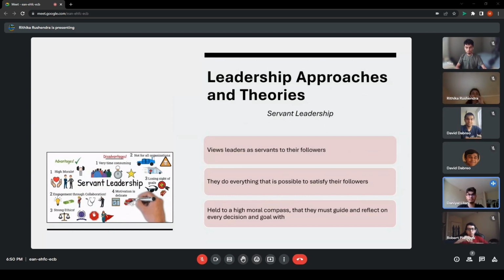And it's pretty much based in a high moral compass that they use to guide and reflect on every decision and goal. And so while it does appear that these approaches are generally based in achieving goals based on good morals, such as some of the stuff we discussed about facilitation and individual consideration, they can often be adapted to cause great harm in society, which we'll discuss later in this presentation.